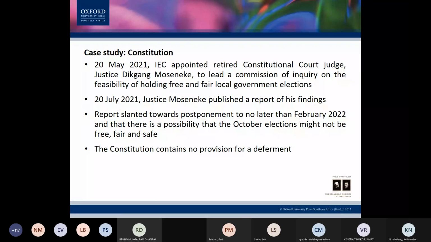The report is slanted towards postponement to no later than February 2022, and says that there is a possibility that the October elections might not be free, fair and safe. And again, this would be against the constitutional provision that the elections are supposed to be free and fair.